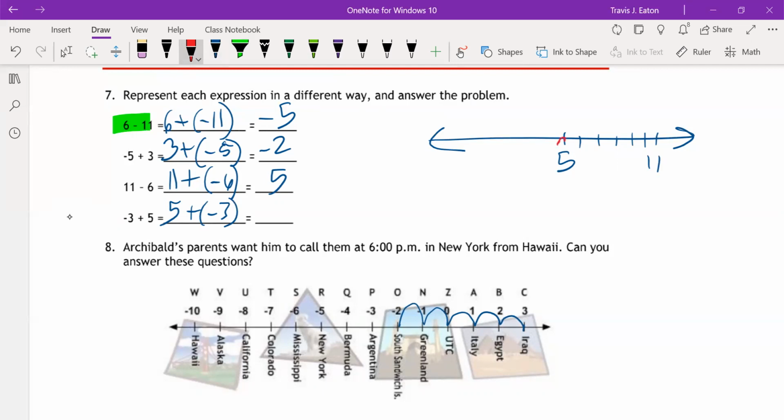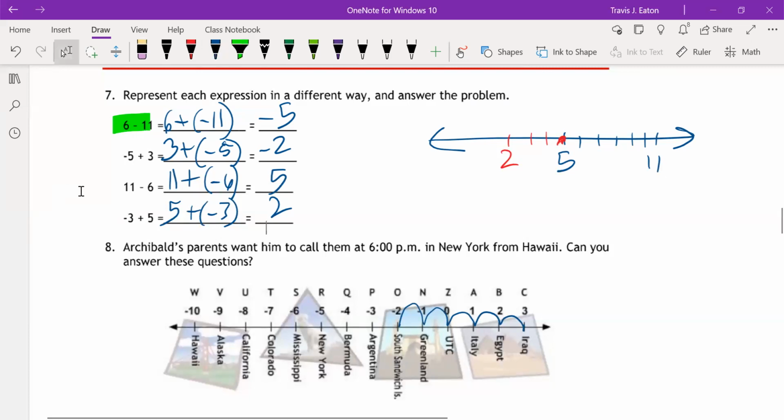I'm going to add negative 3. That means I'm going to move to the left 3 spots. 1, 2, 3. And that puts me at, let's see, 5, 4, 3, 2. There we are. 2. So 5 plus negative 3 is 2.